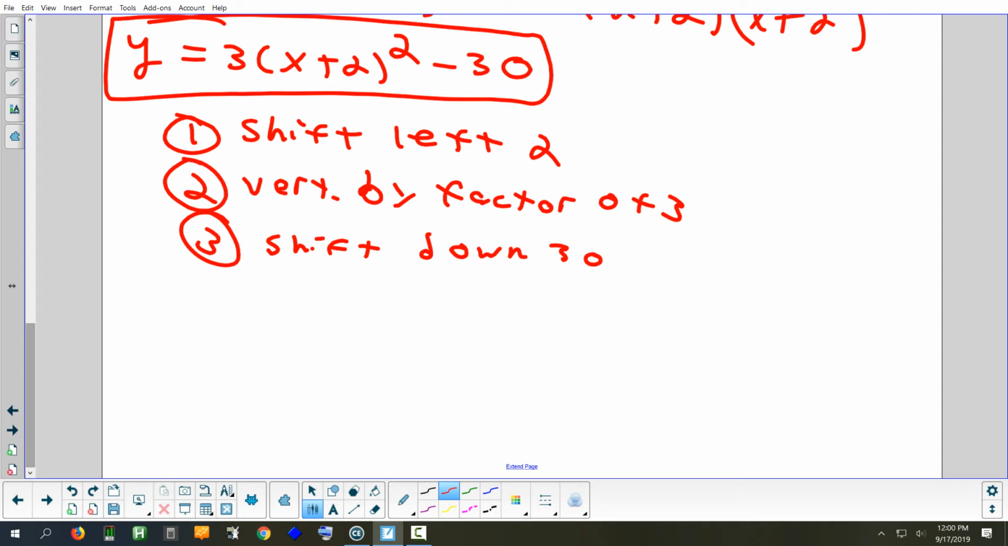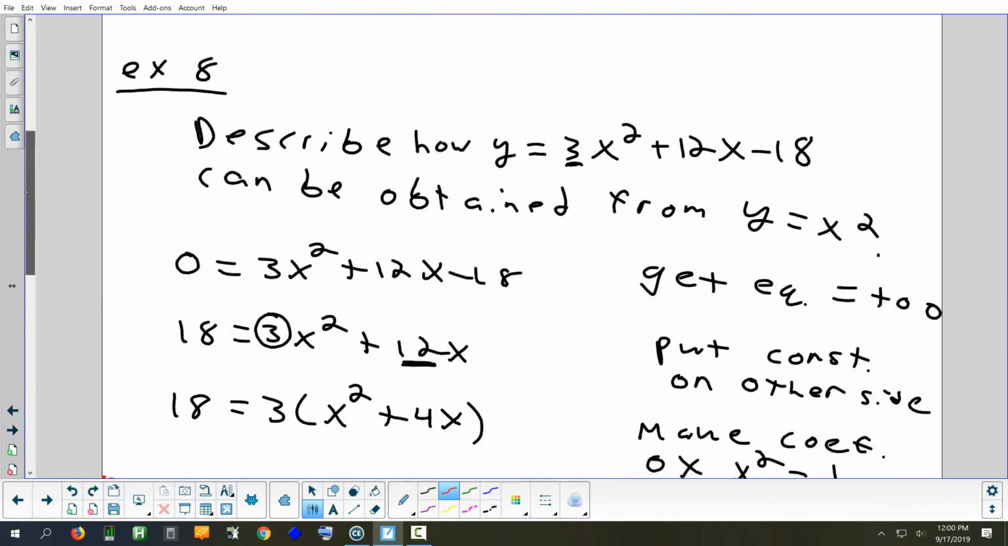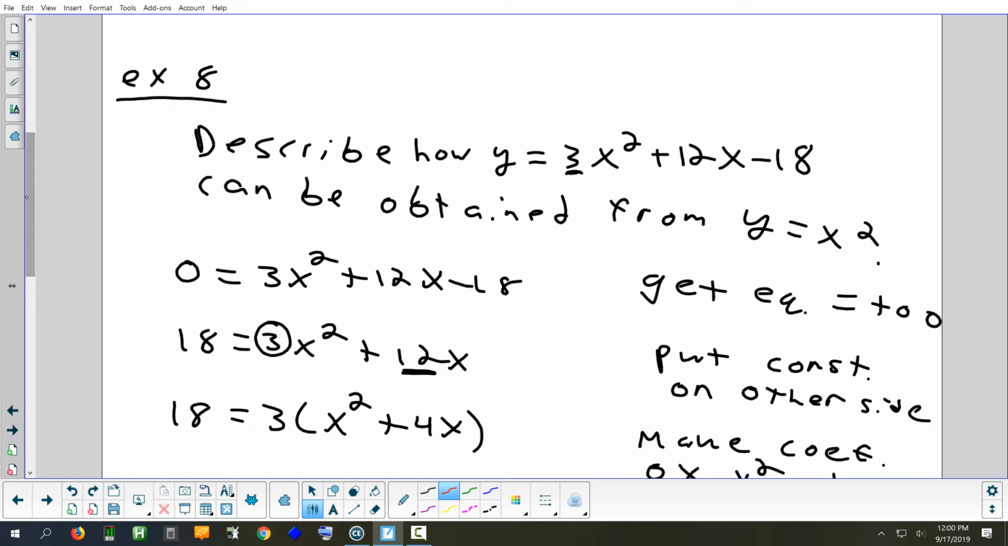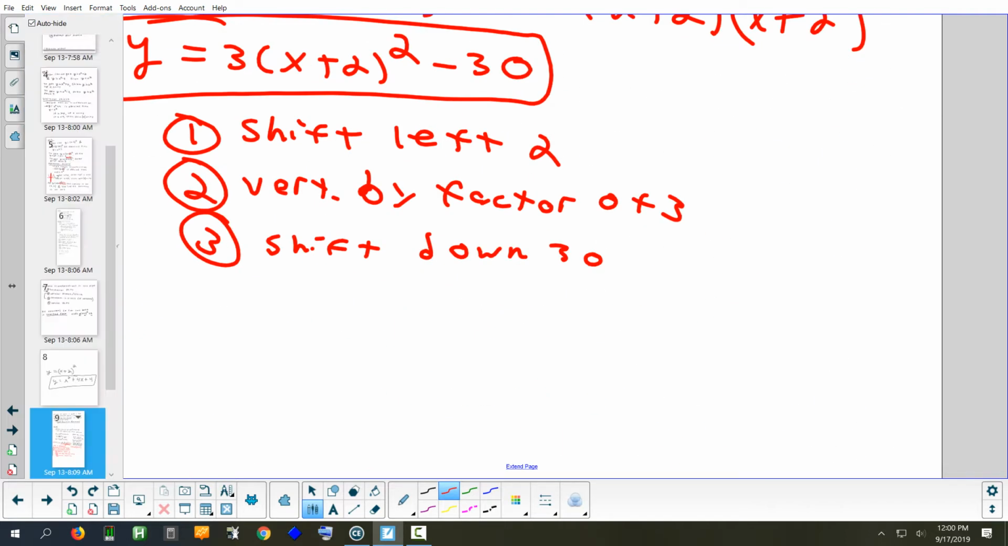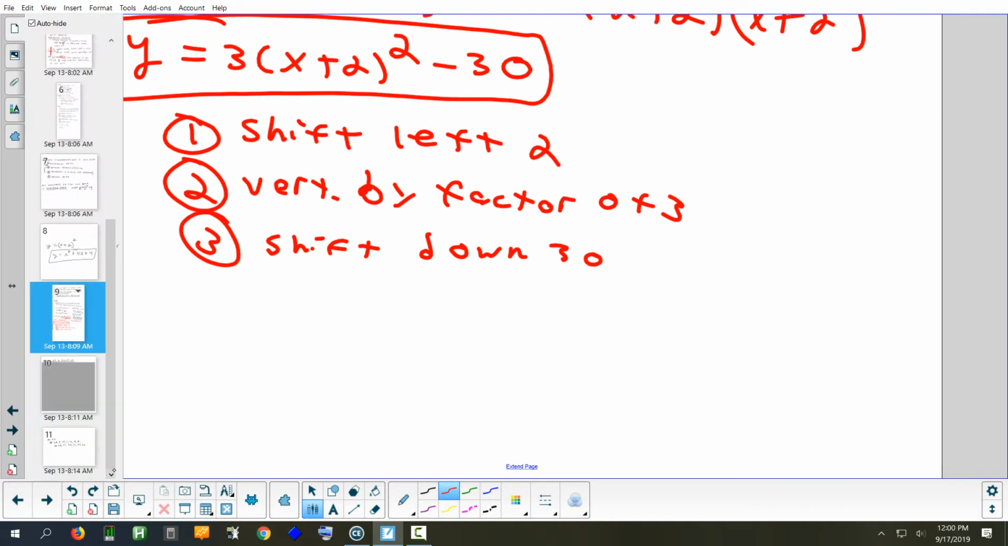Now, that 30, if you look at the original problem, that 30 isn't in there anywhere. So you can't tell when it's written like this what you've actually done to it. So you have to complete the square. Any questions on that?